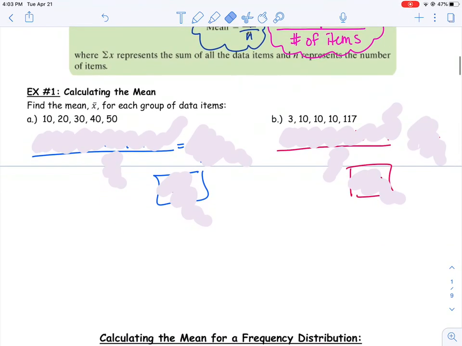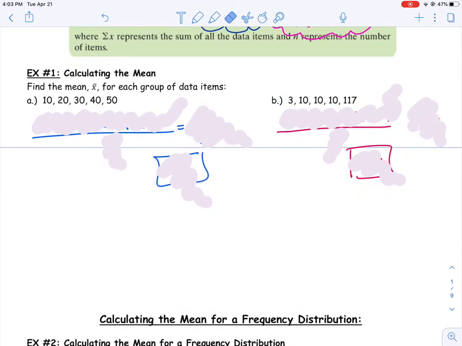So I want you to look at this example with me, and we're going to first compare the data items, and then find the mean for each. In example number 1A, we have the data values 10, 20, 30, 40, and 50. In B, we have 3, 10, 10, 10, and 117. Let's say that these data items represented 2 different weight loss groups, say, Jenny Craig and Weight Watchers.